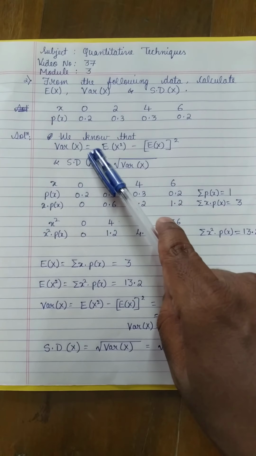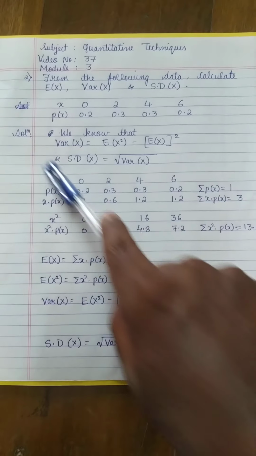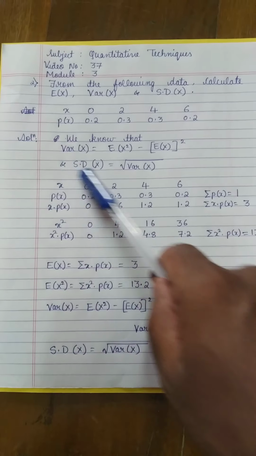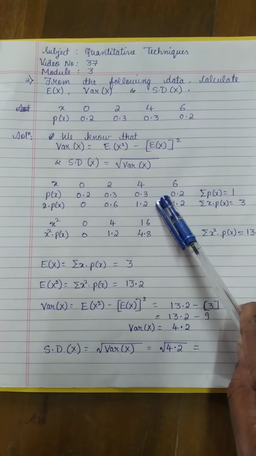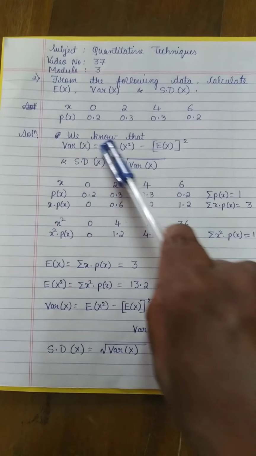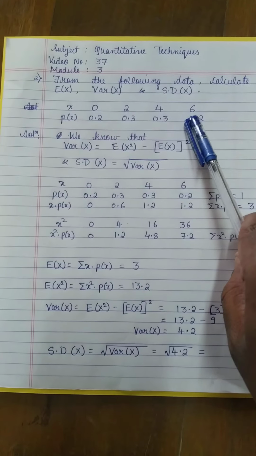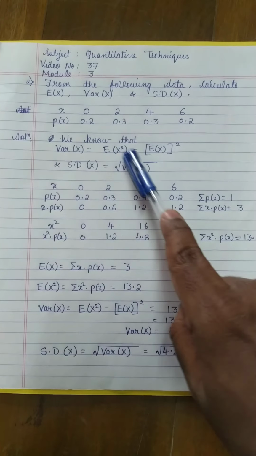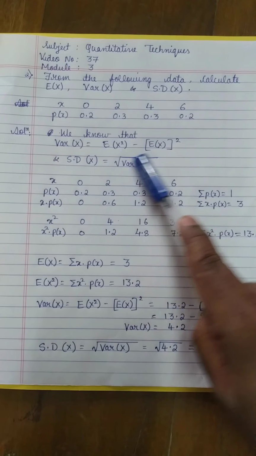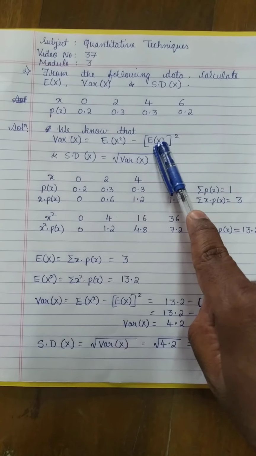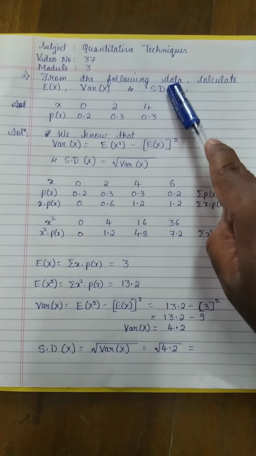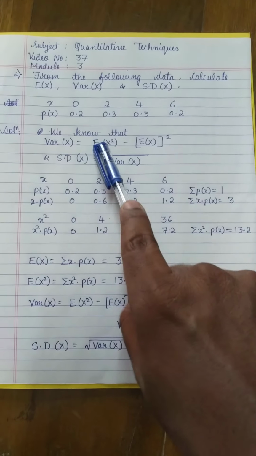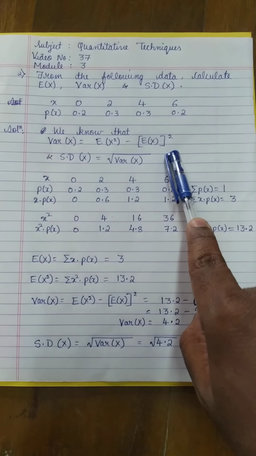Solution. No need to write all these things. I'm just showing you this so that you can brush up the formulae, or else you can directly start with the table itself in the examination. We know E of x we can directly find out, just like what we had done in the previous problem. Variance of x is E of x square minus E of x the whole square. And then standard deviation of x is always the square root of variance. So whatever variance you find in this step has to be put under the square root sign.